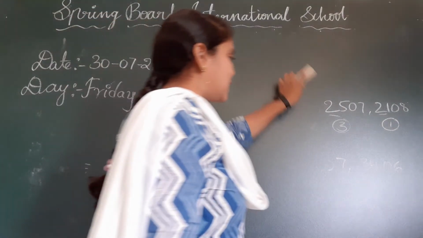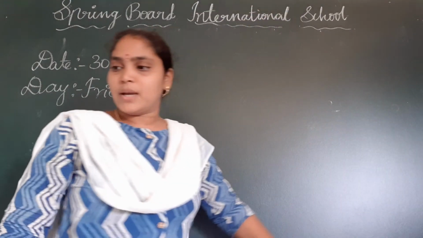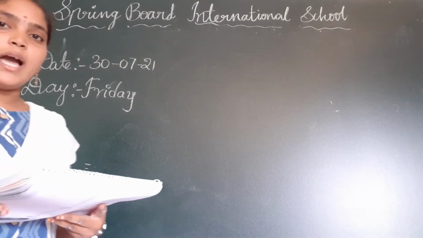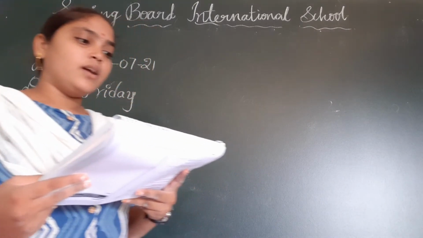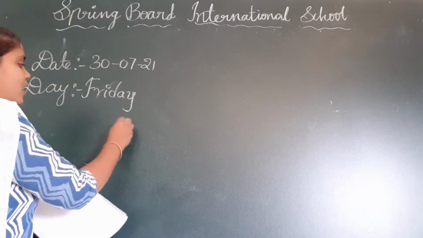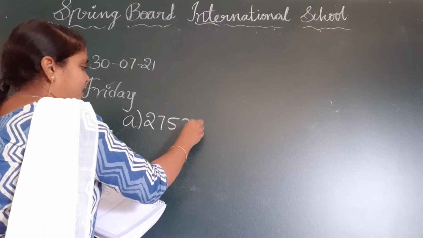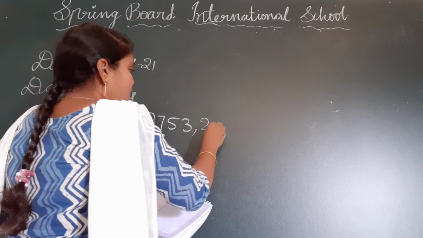Next, just turn to the next page, page number 13. So here are given numbers. Now you have to arrange the numbers in descending order. So what are the numbers given here? 2753.